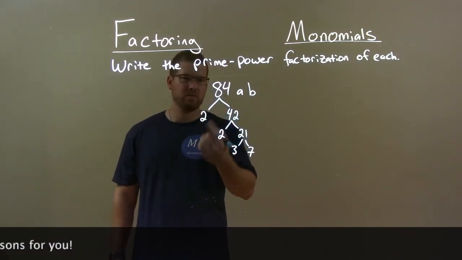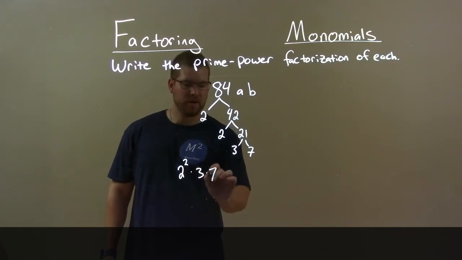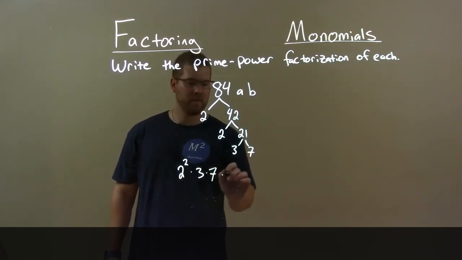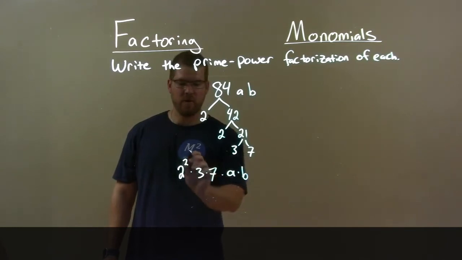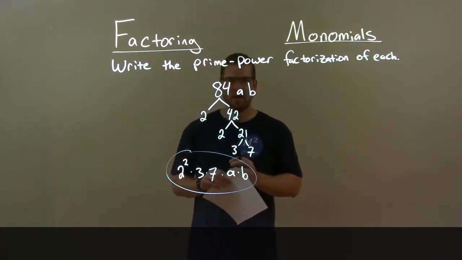2 times 2 is 2 squared, so we have 2 squared here. 3 comes here, 7 comes there, bring it down, we multiply, bring down the A and B. So our final answer is just 2 squared times 3 times 7 times A times B.